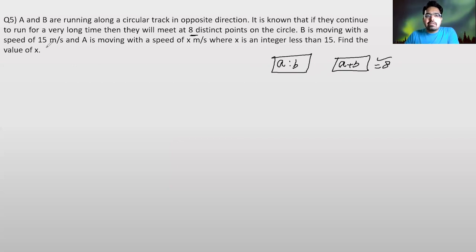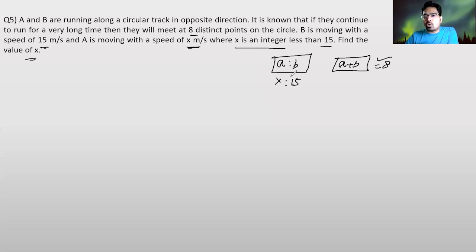B is moving with a speed of 15 meters per second. So I know this value, the actual value is 15, and A is moving with a speed of X meters per second. X is an integer less than 15. Find the value of X. Now, please understand, in the present format, if the value of B is 15, and if the value of X has got no common factor with 15, then the number of distinct points where they meet will be more than 15, because it will become 15 plus X, right?